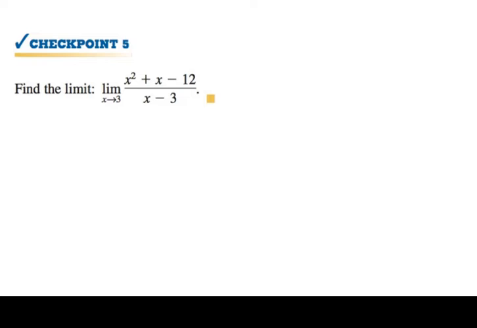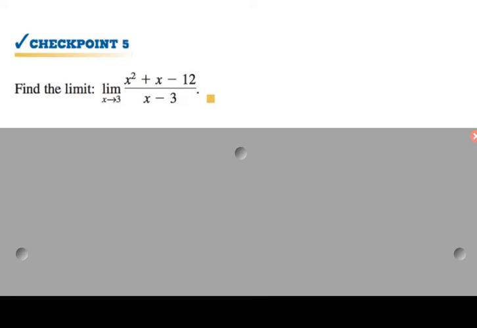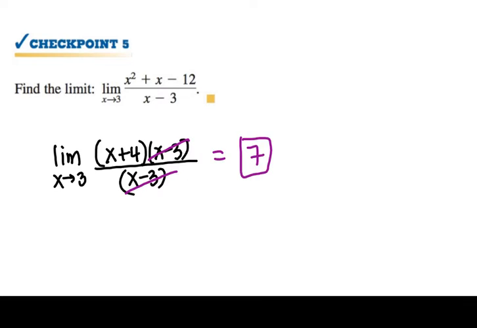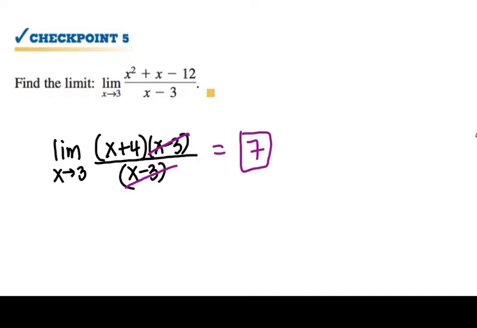Here's one more for you to try, and I'm going to let you try it. The limit as x approaches 3 of x squared plus x minus 12 all over x minus 3. And we're back and ready to reveal the answer. And if you got 7, then you got it correct.